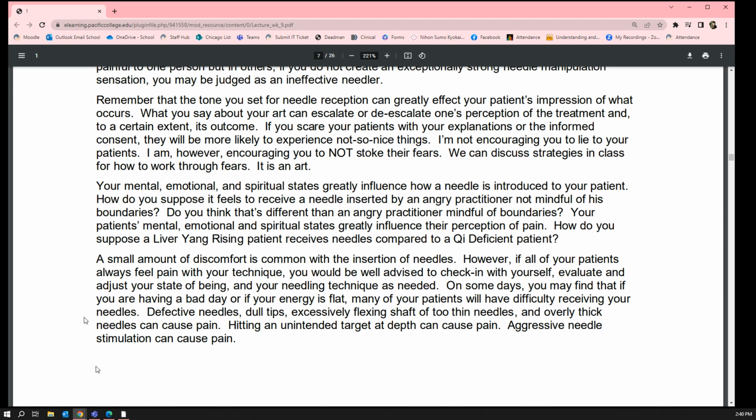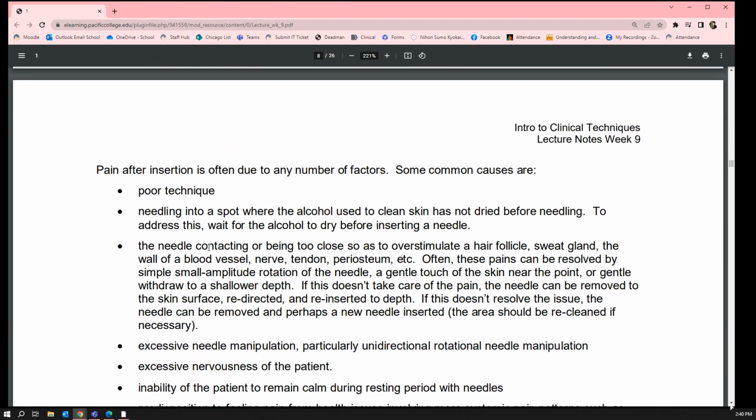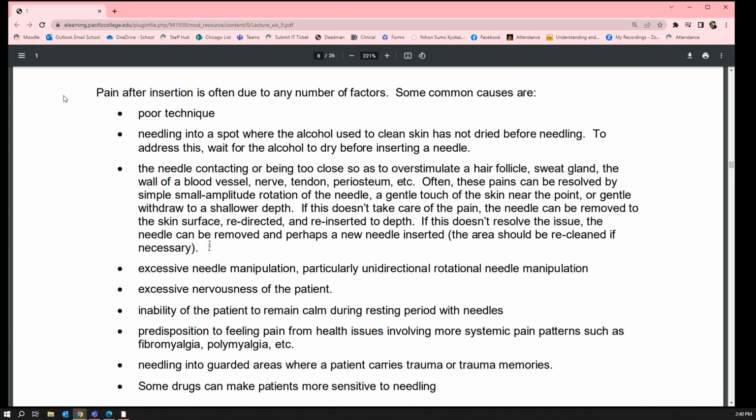And then as far as pain after insertion, we can also talk about simple things like needling into a spot where alcohol used to clean skin has not dried before needling. It will be painful. It's an easy thing to address, right? Just wait. The needle contacting or being too close to something like a hair follicle, a sweat gland, wall of the blood vessel, a nerve, a tendon, a periosteum, all of these things can be painful, even if the needle isn't puncturing it, but is just too close to it.